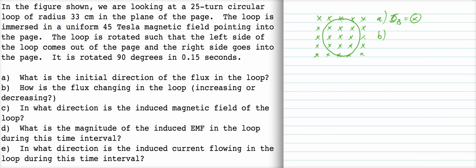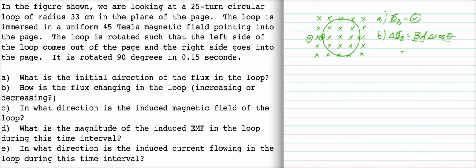For part B, we've got the left side of the loop coming out of the page, and the right side of the loop going into the page. It's rotated 90 degrees in 15 seconds. Now delta phi in this case can be calculated from BA times the change in cosine theta, because it's that angle that's causing the change in flux. The external field is constant, the area of the loop is constant, but the angle is changing. And the angle is changing from 1 to 0.